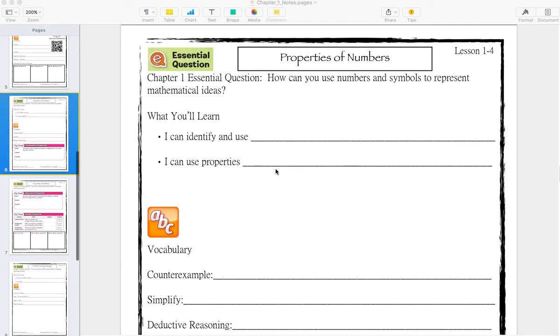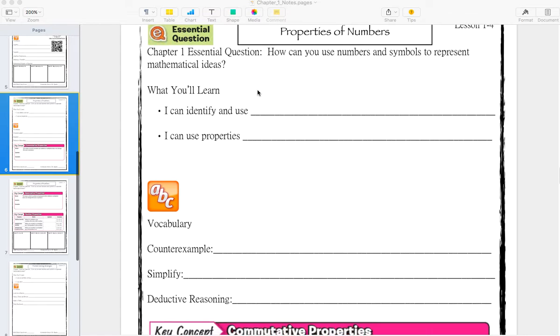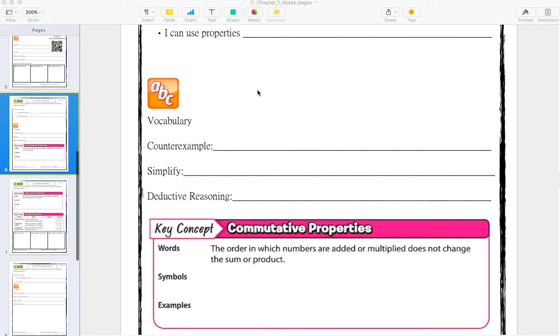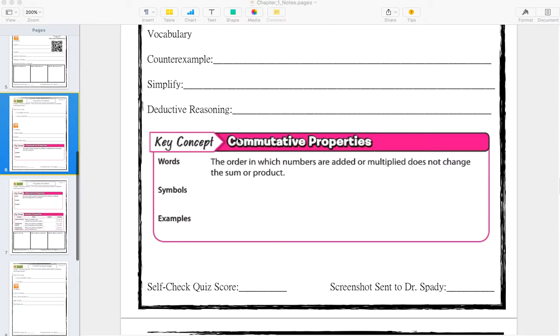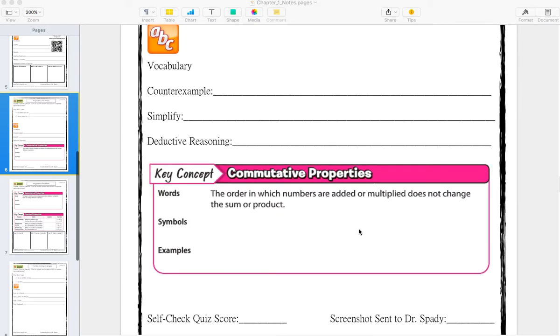Lesson 1-4 is about properties of numbers. Notice that you have the essential question at the top of the page and your I can statements. But this lesson is a little different in that I took a screenshot of the key concepts from the textbook and then I whited out some of the areas where I want you to fill in from the textbook.